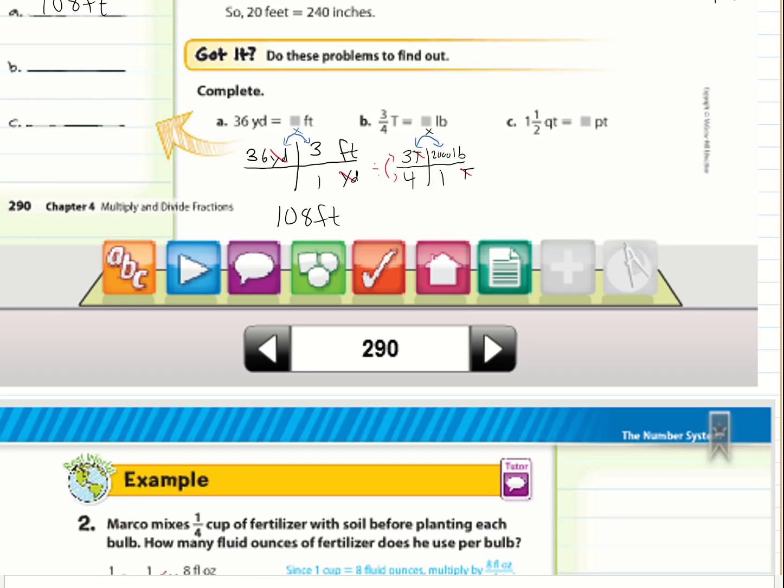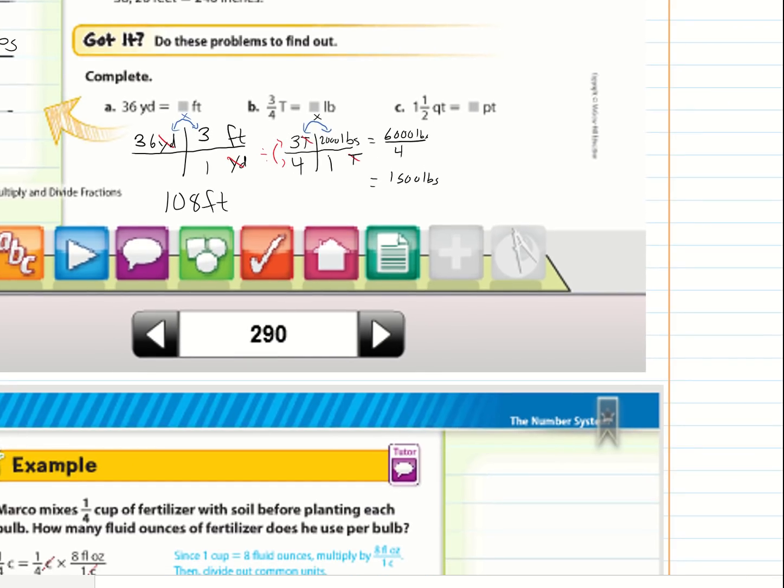Or I can multiply first. So 3 times 2,000 is going to equal 6,000 pounds, and then 4 times 1 equals 4. So now I have 6,000 pounds divided by 4, and that's going to equal 1,500 pounds. Got to make sure you have the units. If you don't have the units, your answer is wrong. I'll tell you that right now.